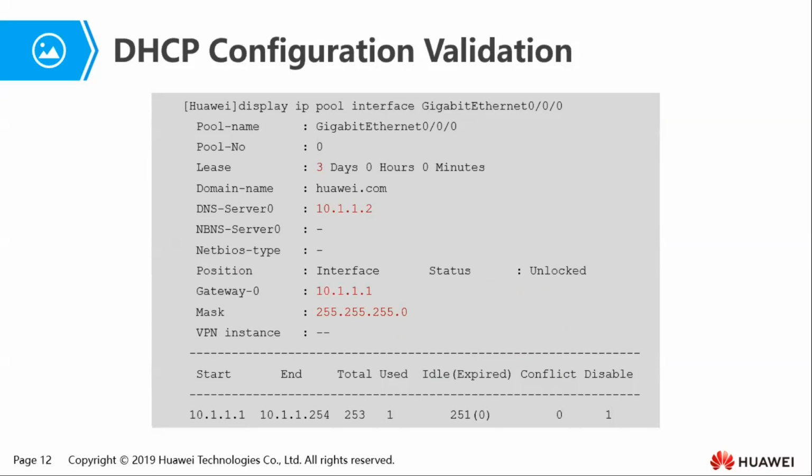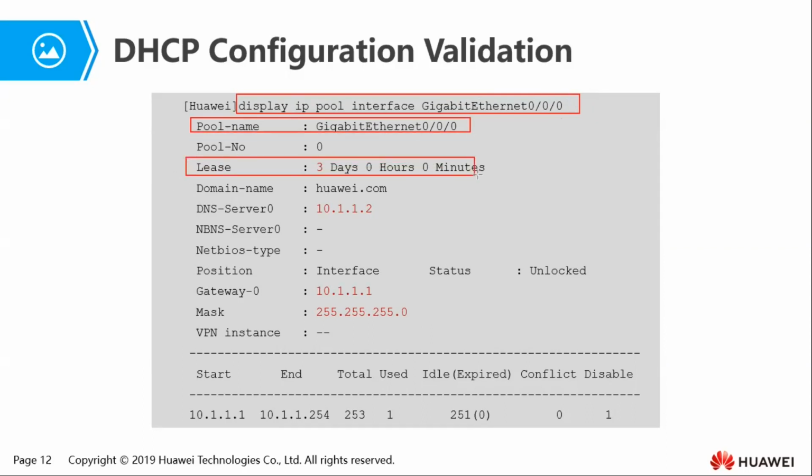So DHCP configuration validation, we can use the display command. How? So display IP pool, then the interface name and number. So we can see the pool name there. We can see the lease period. We've changed it from 1 day to 3 days. We can see the DNS information. We can also see the gateway and the mask.